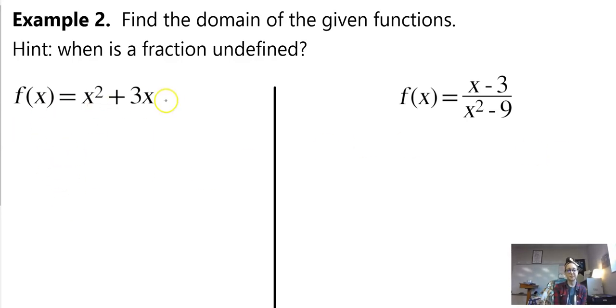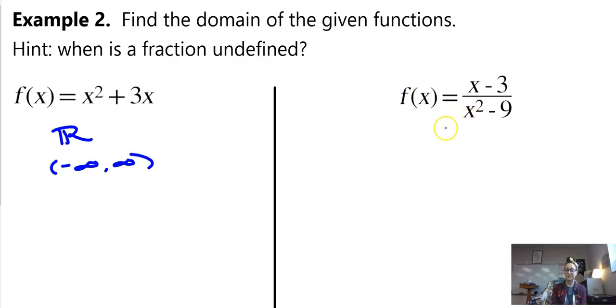If I take a look at this first function, is there any x I could plug in and have any kind of problem? Like, is there any real number that I can't square or that I can't multiply by 3 or I can't add? No, right? This has no problems. I can plug in any value I want for x and still get a real number out. So in this case, my domain is all real numbers. Remember, we can write that with a double-stemmed R, or we can go negative infinity to positive infinity, either way, okay? Now let's take a look at the second function here.